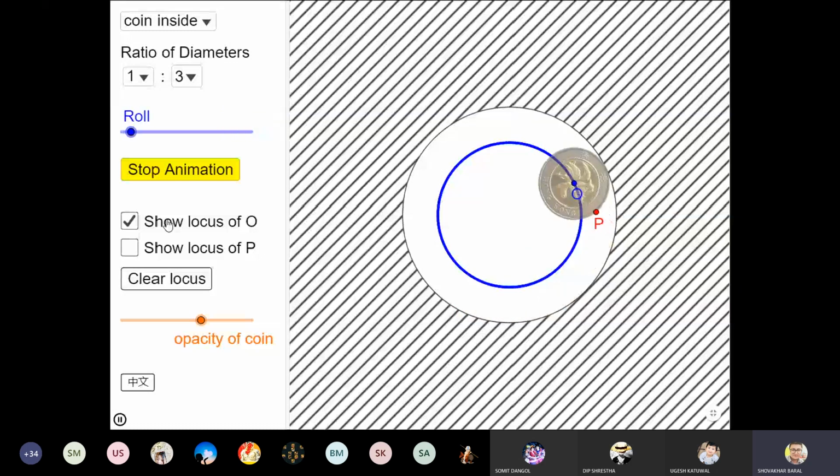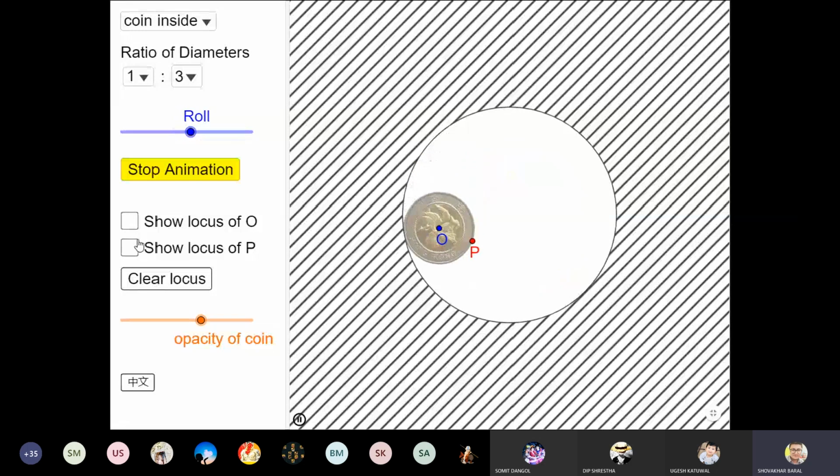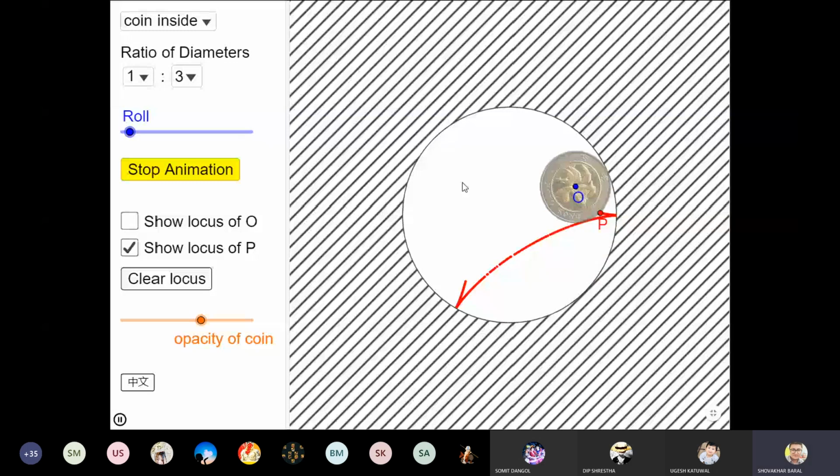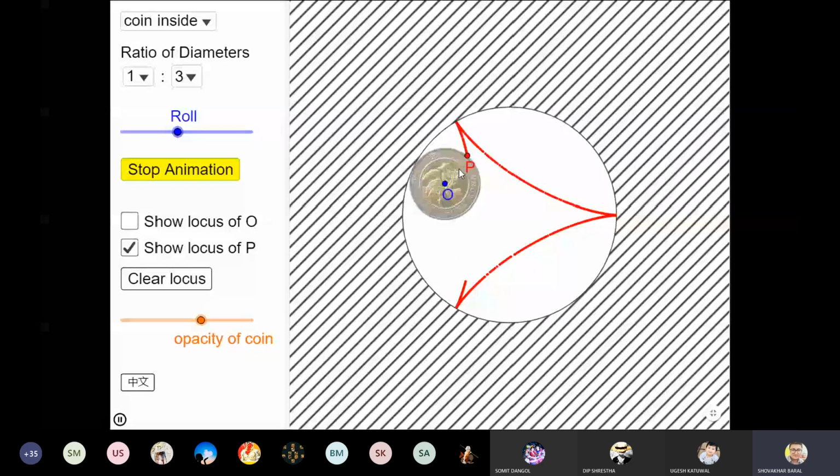Okay, let me see the path of the point P, the point that is at the circumference of the coin. So let me see how the path is traced by the point P. Here, the path traced by this point is in this way. Okay, it will trace the path in this way. Actually, this is the locus of this point. यो point यसरी हिँड्दाखेरि जहाँ जहाँ पुग्छ नि यसको पाइलाहरू हो के. You can say in that way. Locus is actually the footsteps of the point.